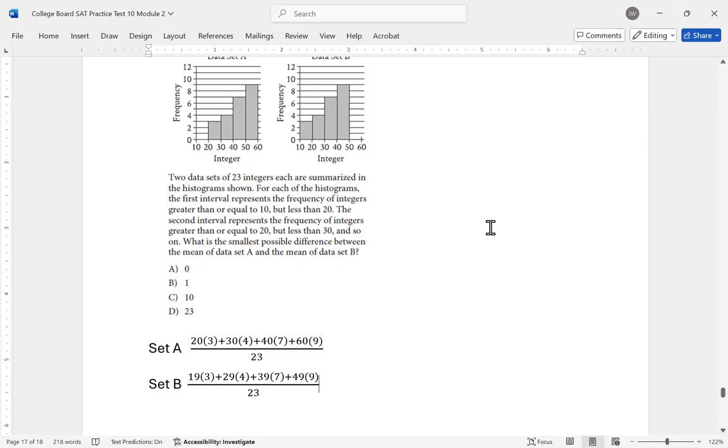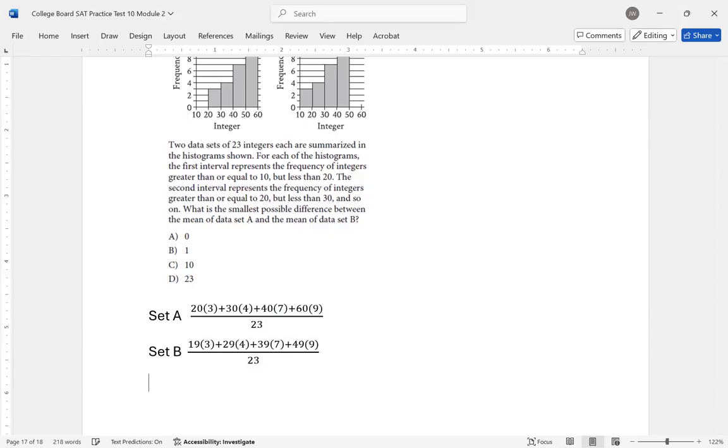Now you could calculate each of these means if you wanted, but what's quicker is to notice that each number in data set A is only 1 higher than each number in data set B, each corresponding number. So the 20, 20, 20, we get 19, 19, 19. 30, 30, 30, 30, we get 29, 29, 29, 29, and so on and so forth. So the smallest difference is going to be 1.